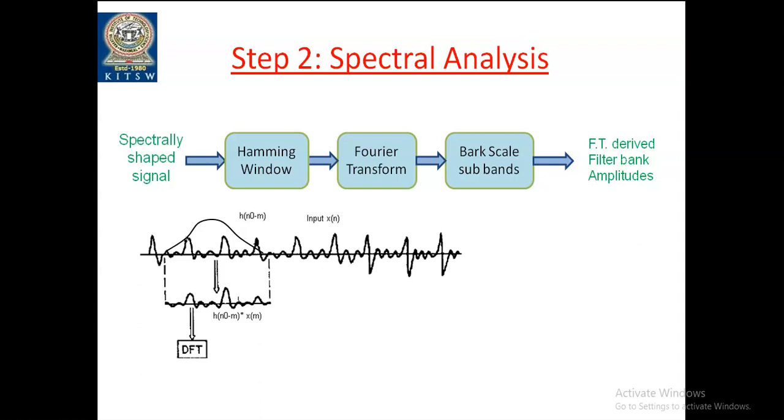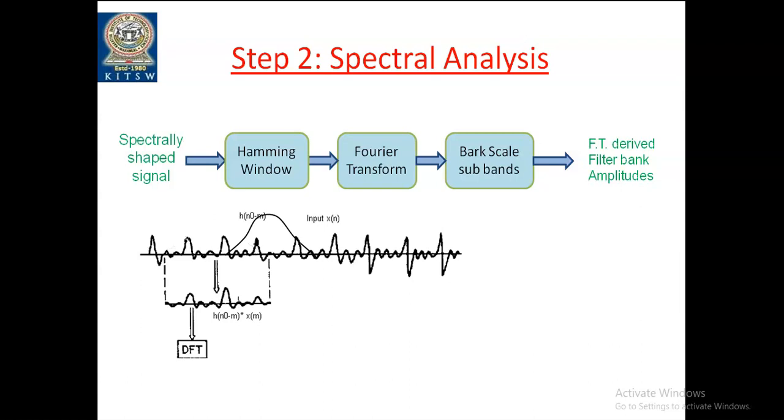That means if you want to make that stationary, what we are doing is considering only a very short segment of the speech, that is 10 to 20 milliseconds of the band. So we are considering that portion as stationary. Then we apply the Fourier transform, and we get the spectral analysis and the Mel scale subbands. So the Fourier transform, the filter bank amplitude, we get at the output.